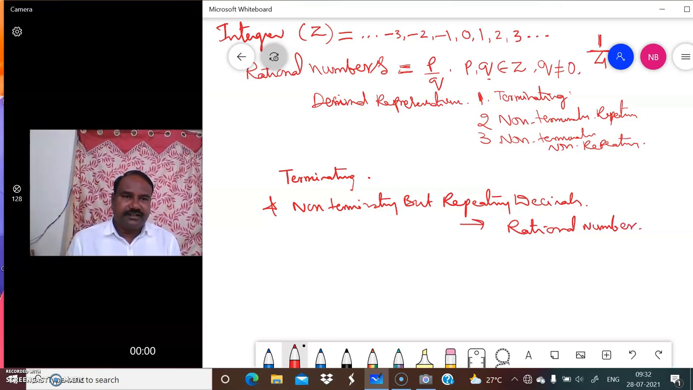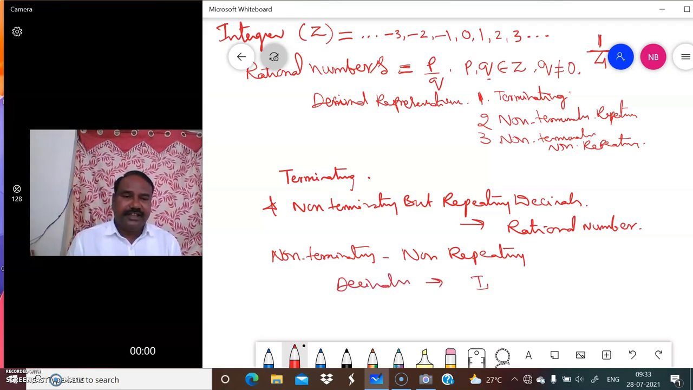And the third type is non-terminating, non-repeating decimals. That is, when we do division to write a number in decimal representation, we can neither terminate the division nor write the quotient as repeating. So non-terminating, non-repeating decimals are called irrational numbers.